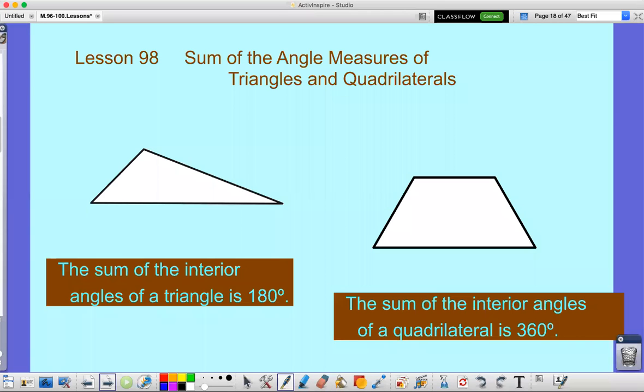So again, the sum of the interior angles of a triangle is 180 degrees. If we were to add up all 3 of these, that would add up to 180 degrees, whatever this is. It doesn't matter. All 3 interior angles add up to 180. The interior angles of a quadrilateral are 360 degrees when added together.